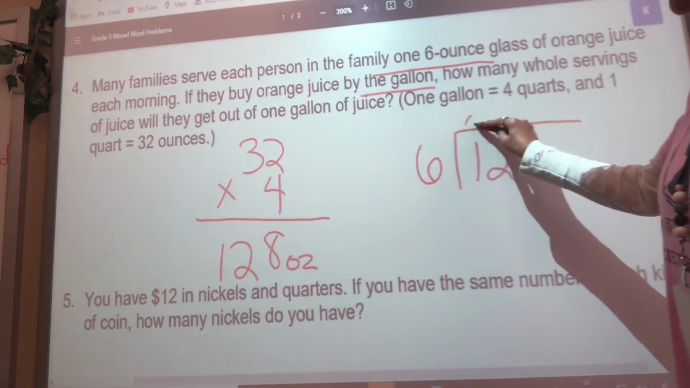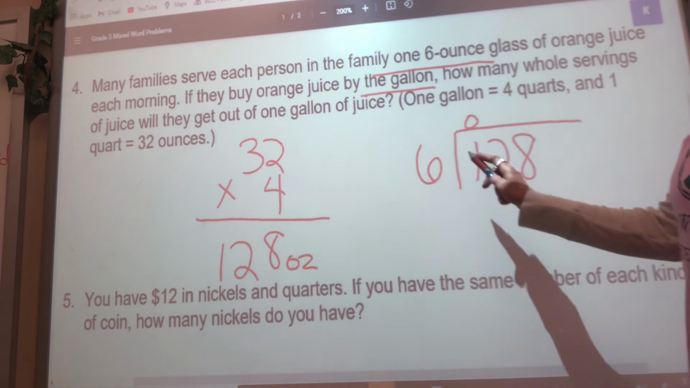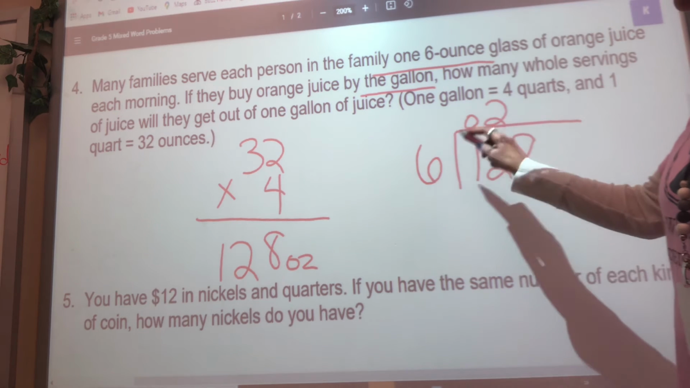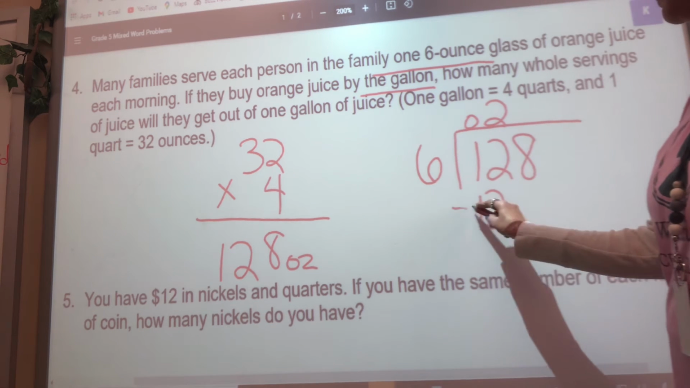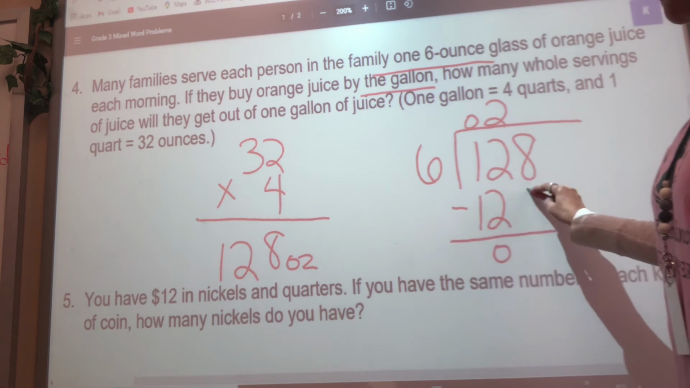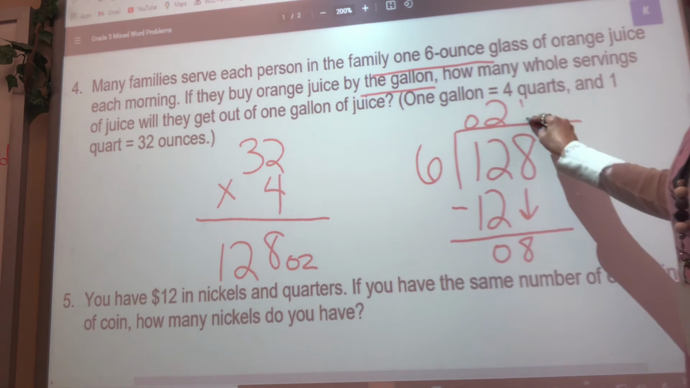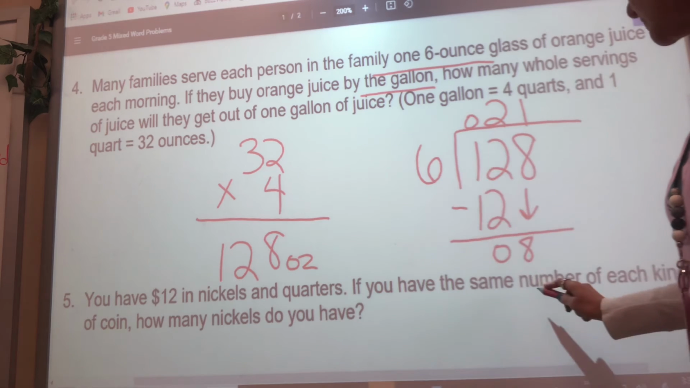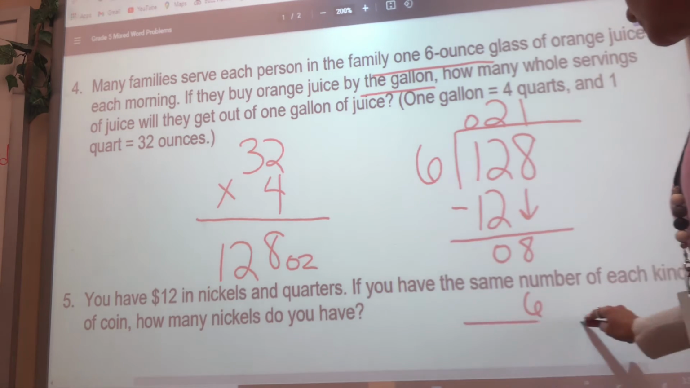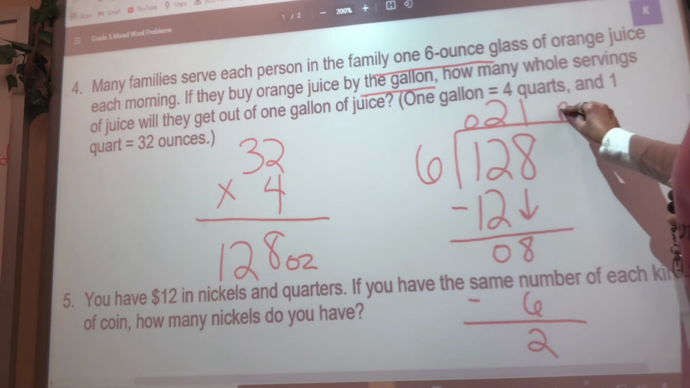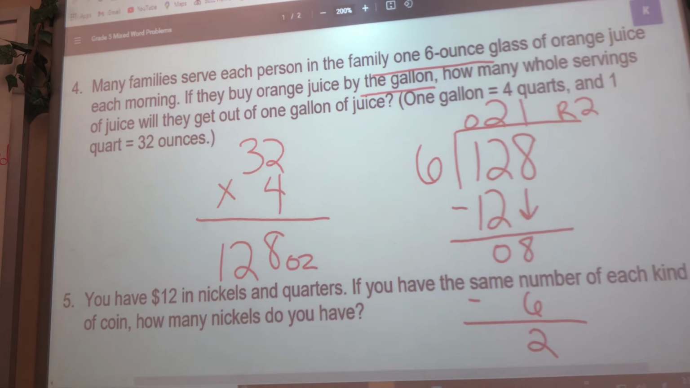6 won't go into 1, so I placeholder 0. 6 will go into 12, and it'll go 2 times. 2 times 6 is 12. We subtract, bring down our next number. 6 goes into 8 1 time. 1 times 6 is 6. We subtract, and we get 2. So we have a remainder of 2.